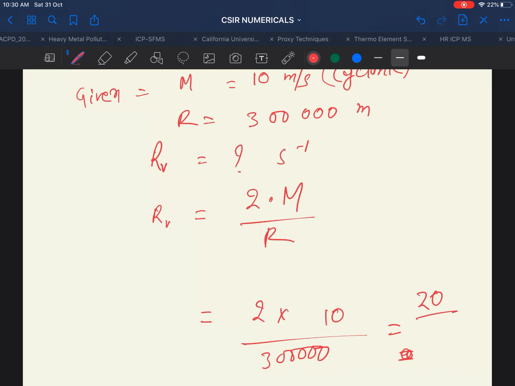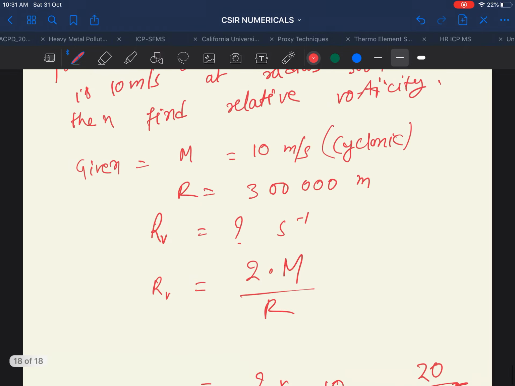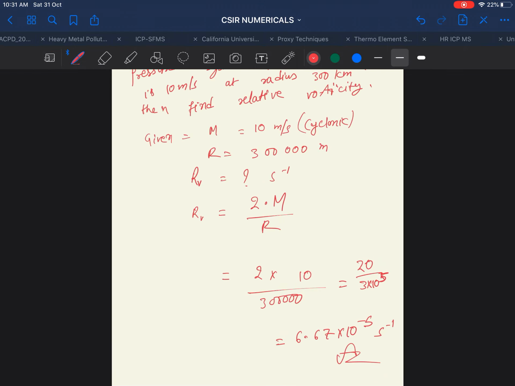We can write this as 20 by 3 into 10 to the power 5. So it finally becomes 6.67 into 10 to the power minus 5 per second. Relative vorticity of synoptic storms is typically of about this order of magnitude. So this is the answer. I hope this is clear to you.